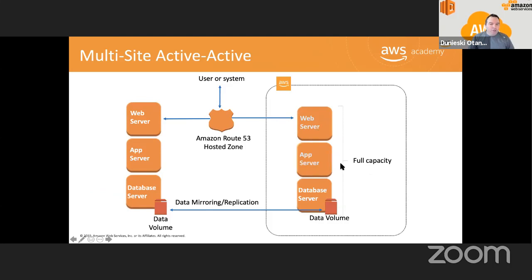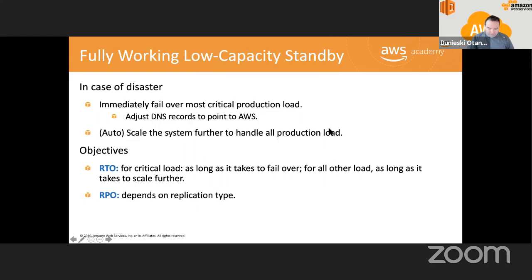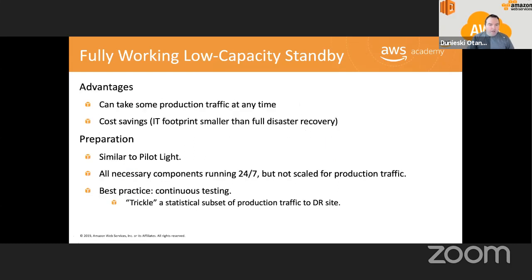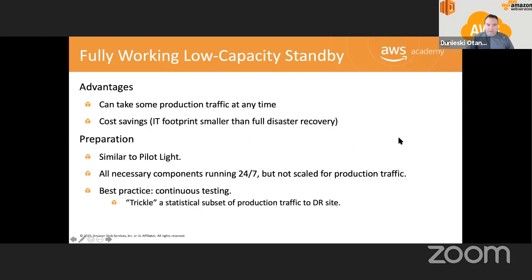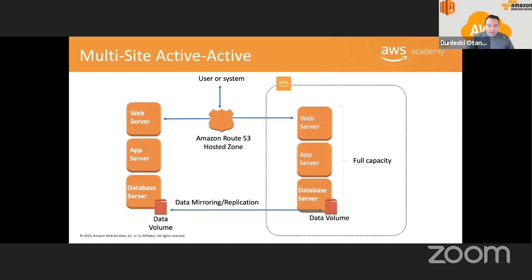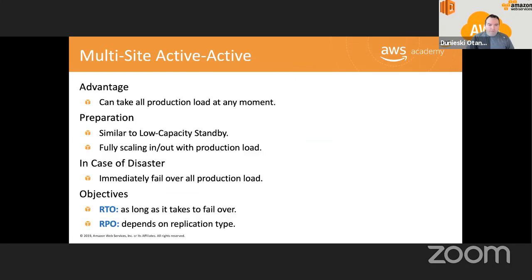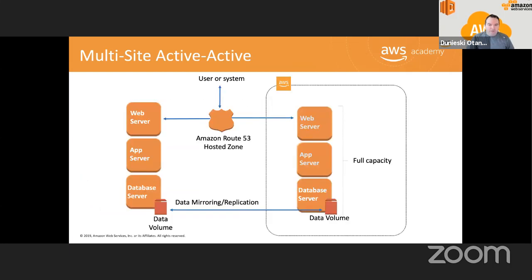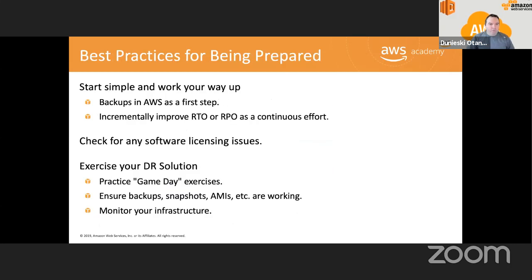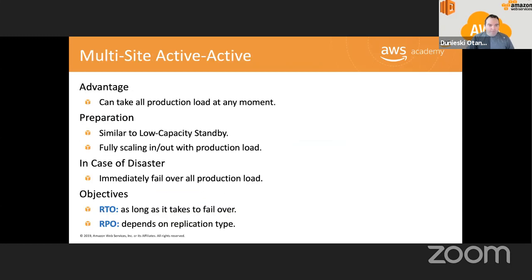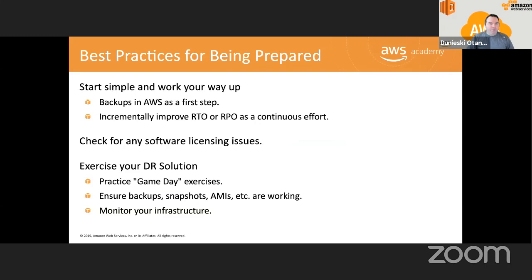With this one, you don't have the critical need of scaling that because you're working at full capacity, right? Like it's showing there. The graphic is almost the same. I would say it's the same, but one is low capacity and the other one is full capacity. Okay. So RTO, as long as it takes to fail over, depends on replication type. That's the RPO.